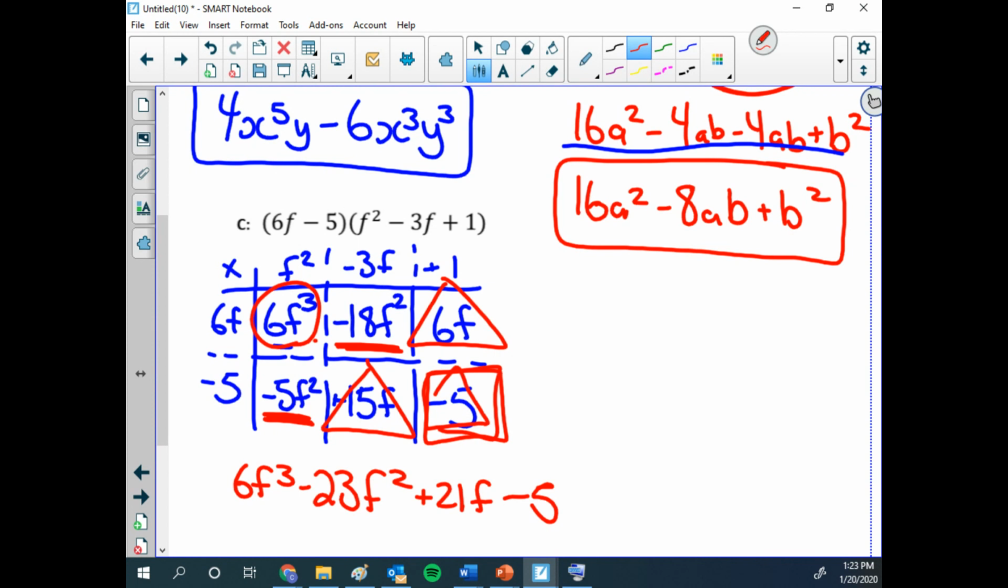Not nearly as easy to verify. We really don't have a strategy to factor that out. But you could substitute an arbitrary value in for f and see that they should equal each other, or you could actually graph this and graph that, and you should end up with the same function as the graph. I could have also done distributive property where I'd have to multiply 1, 2, 3, 4, 5, 6 times. Either way, I'm going to multiply 6 times. Questions for multiplying? Usually the easier of the two.